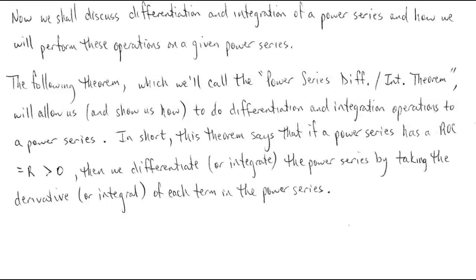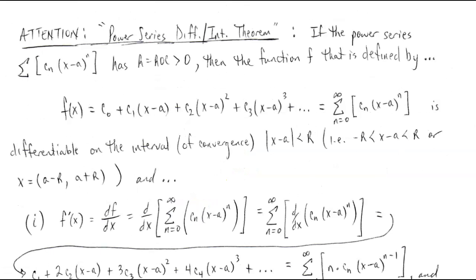In short, this theorem says that if a power series has a radius of convergence that is greater than 0, then we can differentiate or integrate the power series by taking the derivative or integral of each term of our power series. And remember that our power series is just a compact way of expressing a polynomial with an infinite number of terms. Okay, so let's go ahead and look at what this theorem actually says. So we have the power series differentiation / integration theorem.